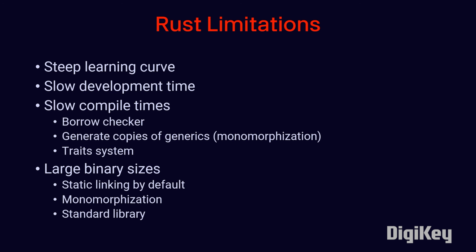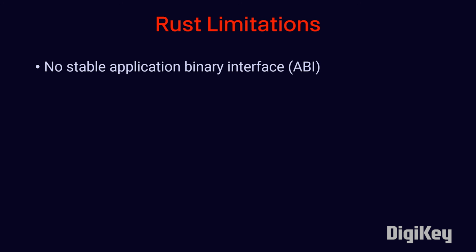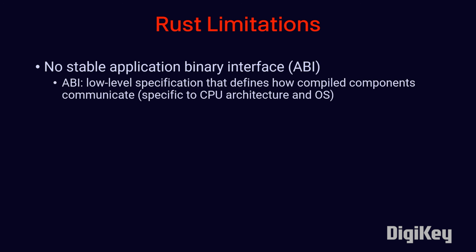in a later episode. An application binary interface, or ABI, is the low-level specification that defines how compiled code components communicate with each other. This includes calling functions in other libraries, how parameters are passed in, and how data structures are laid out. Note that ABIs are specific to individual CPU architectures and operating systems.